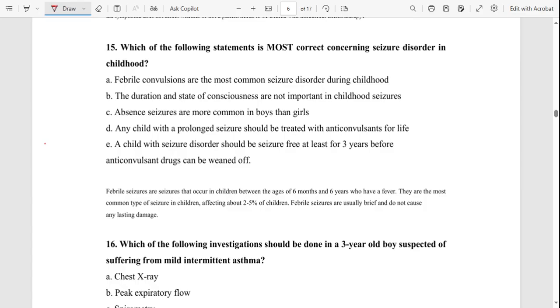But there should be extracranial infections. So there should be evidence of extracranial infections like tonsillitis, otitis media. So if someone has meningitis and then they are having a seizure, you can't call it a febrile seizure, because that's breaking one of the diagnostic criteria.